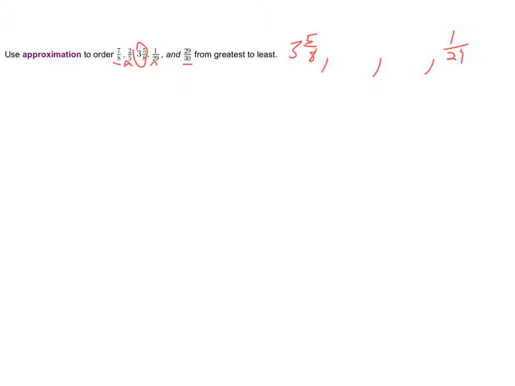And then from there, 2 over 5 is the next smallest, because again, 2 is less than half of 5. And if we look at what's remaining, 7 is not less than half of 8, and 29 is not less than half of 30.